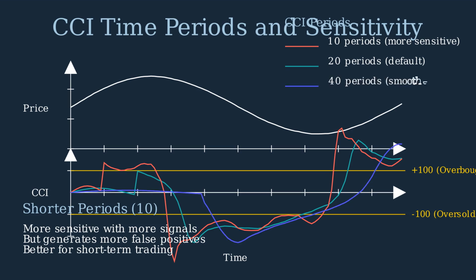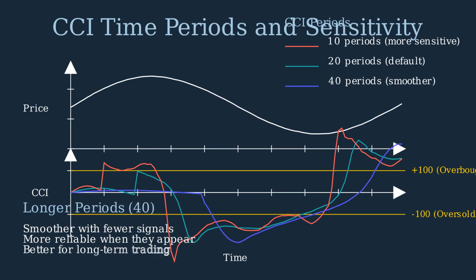Increasing the period to 40 creates a much smoother CCI line. It generates fewer signals, but they tend to be more reliable. Long-term traders and investors typically prefer this setting.